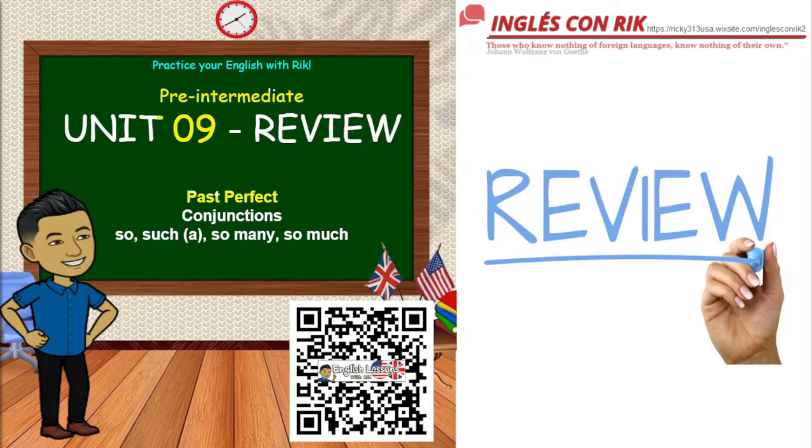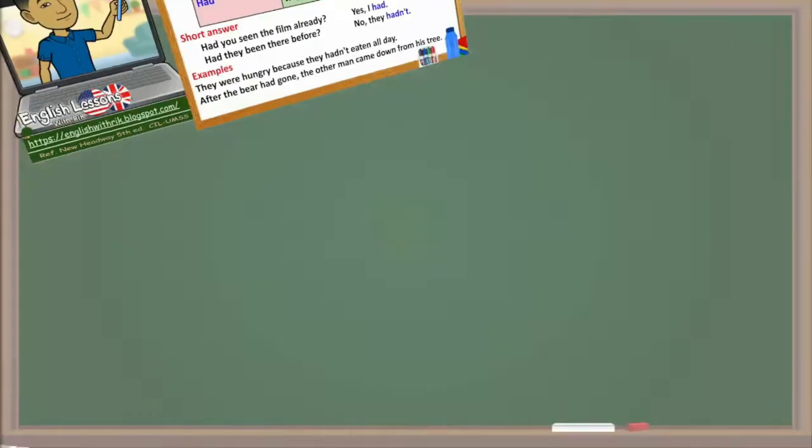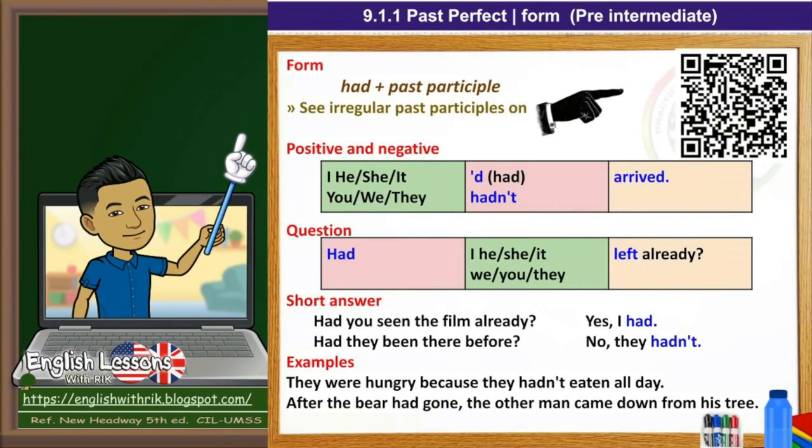Past perfect. Conjunctions. So, such, so many, so much. Past perfect. Form. We form the past perfect with had in the positive or negative and the past participle. See the list of irregular past participles on page 158 in your student's book.